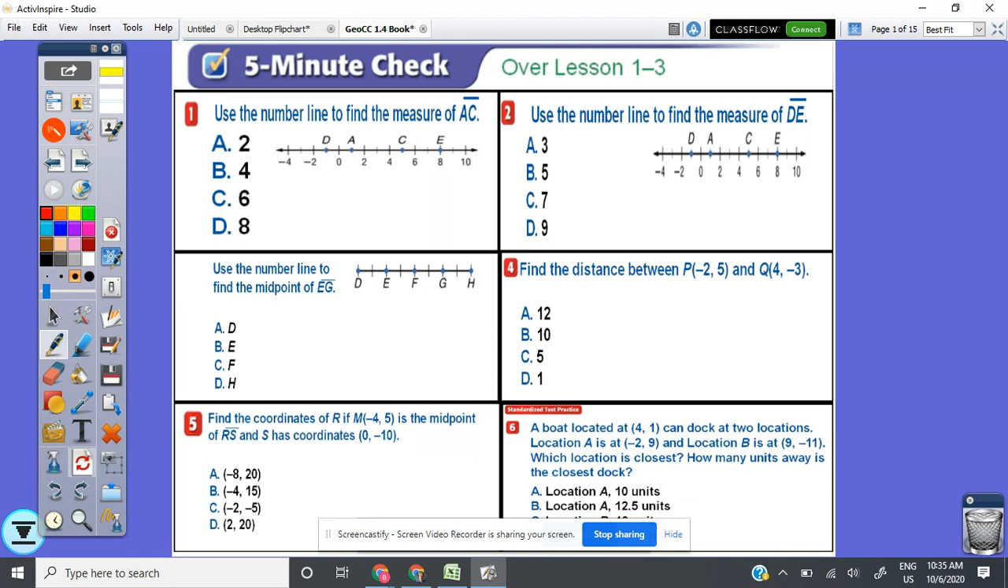All right, number line again to find the midpoint. Well, it's hard here because we don't have numbers for number 3. I don't know why it's not numbered here. It should be numbered number 3. There's no numbers here, so we kind of just got to count in from both sides. EG in the middle is F. It's that easy.